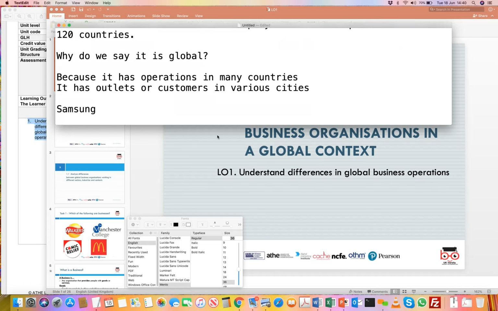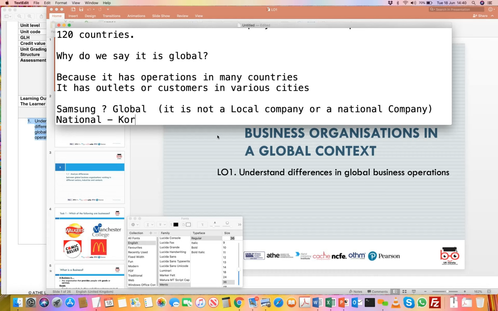Now, we also took an example of Samsung. What type of company is Samsung? Is Samsung a national company? Is it a transnational? Is it a global business? What is it? Global business. Very good. So Samsung also is a global business. It is not a local company or a national company, but a global company. When I say national company, it is a national company in Korea, right? When I say local company, it is a local company in, say, one of the districts, which could be one of the cities in Korea, in Seoul, where Samsung is headquartered.